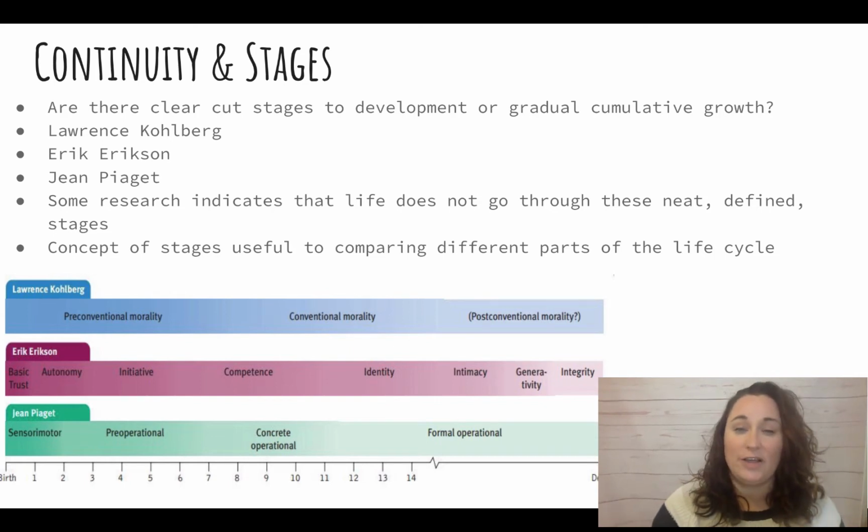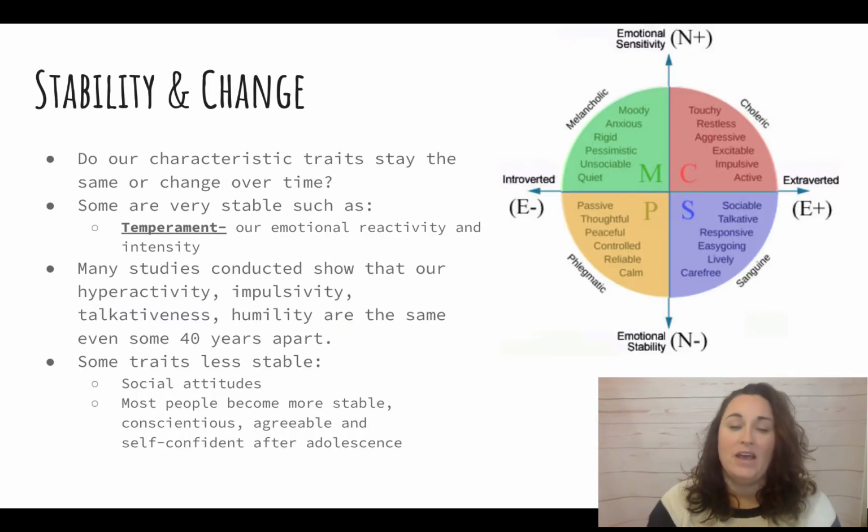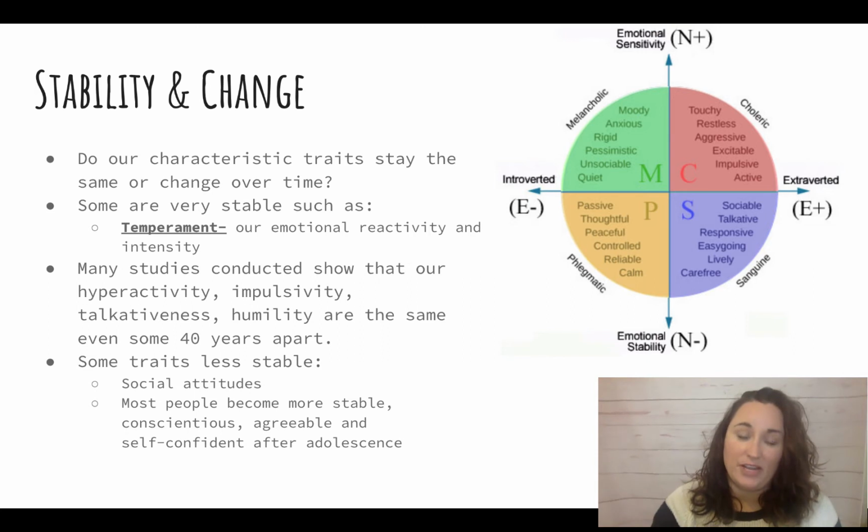The second essential question was continuity and stages. And so we're going to look at three different stage theorists, Kohlberg, Erikson, and Piaget. So we're going to look at morality development, social development, and cognitive development. And they each said that those things develop in clear stages. And other people would disagree and say that it's more of a gradual growth over time. And the last essential question is stability and change.